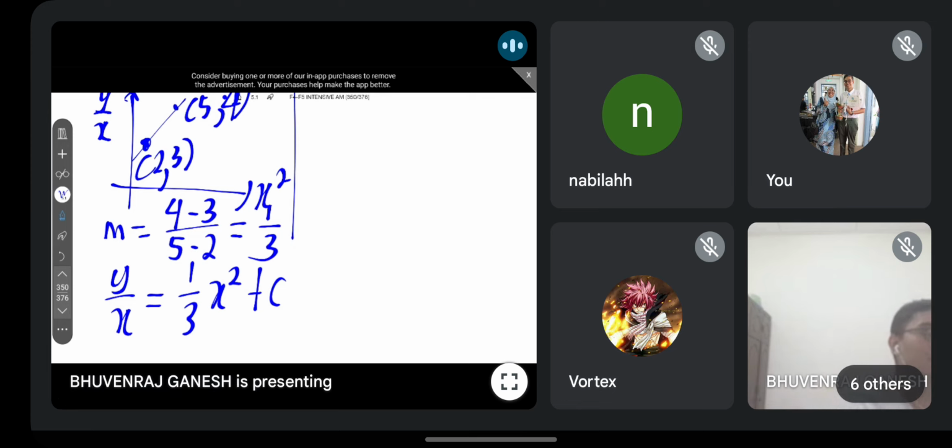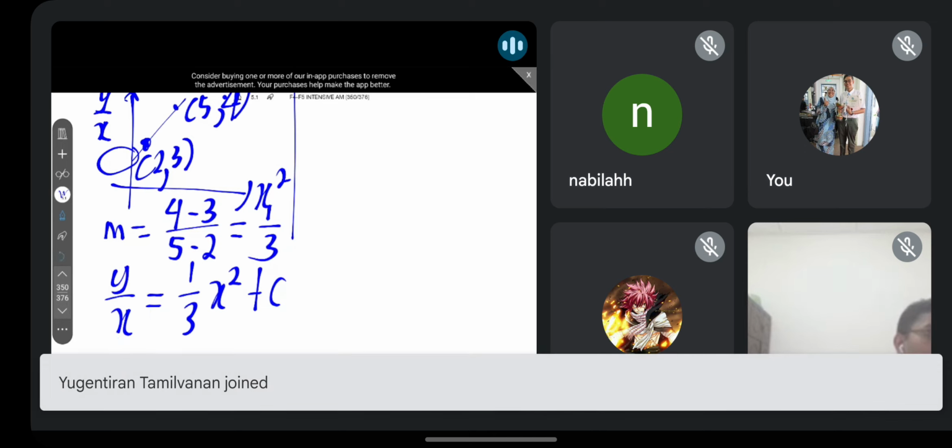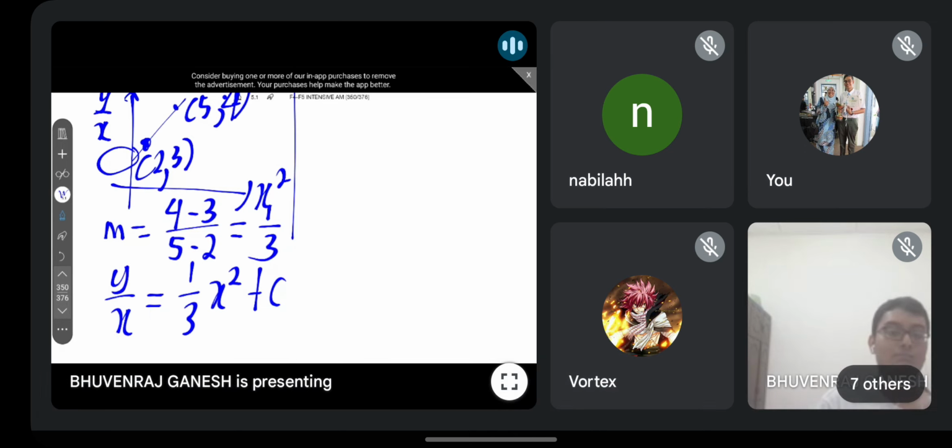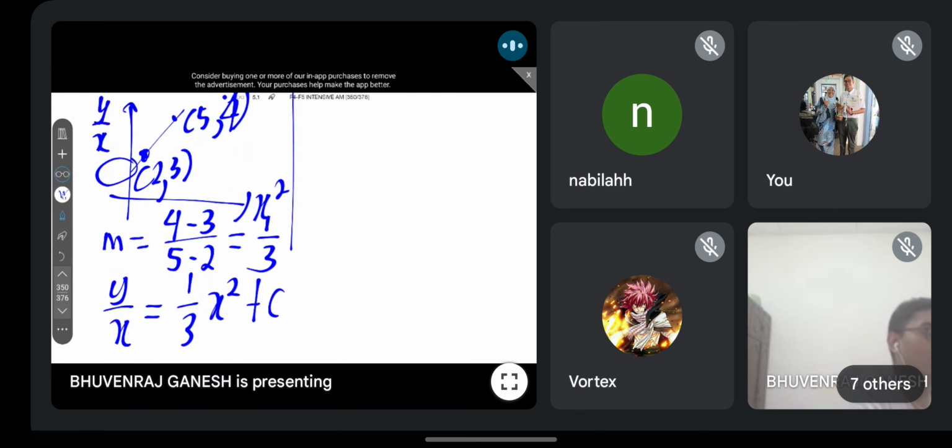Not really, because in this case we don't know the y-intercept, since I never labeled that point. If you substitute x is 0, you still don't know this value. So what other way can we get the C value? Yes, very good. Substitute either coordinate. One coordinate is enough.